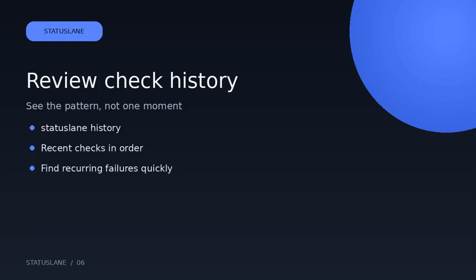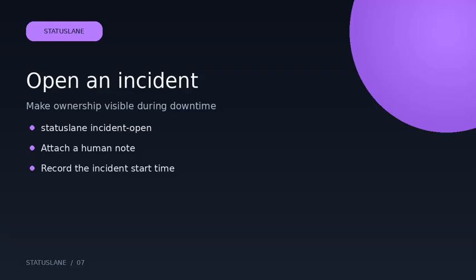Open an incident. Make ownership visible during downtime. Status lane incident open. Then use status lane to make the result visible and repeatable.